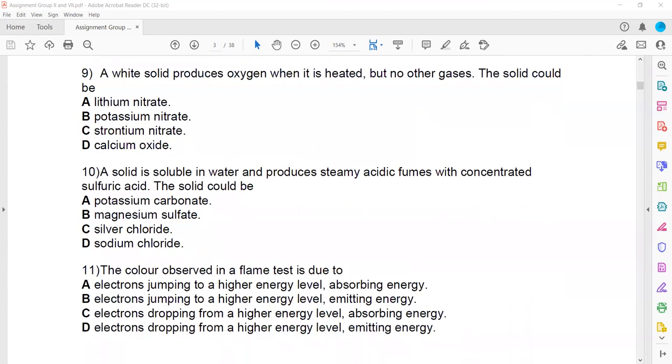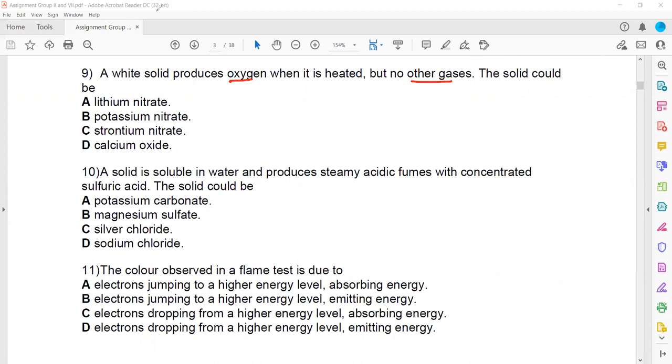Question 9. A white solid is produced when it is heated but no other gas is there. What could be the white solid? So the white solid is producing oxygen gas. Which substance produces the oxygen gas? When we heat nitrate, it produces oxygen gas, thermal decomposition, because thermal decomposition of carbonate produces carbon dioxide, and thermal decomposition of hydroxide will produce steam.